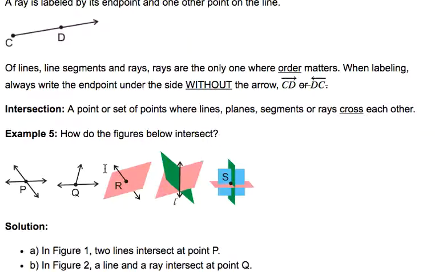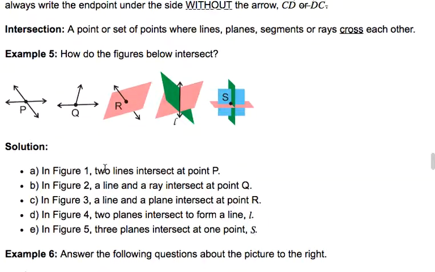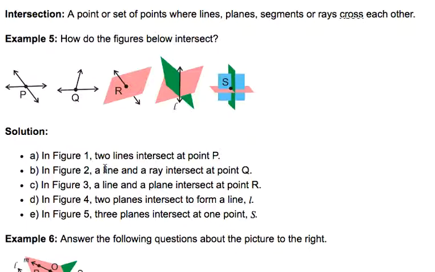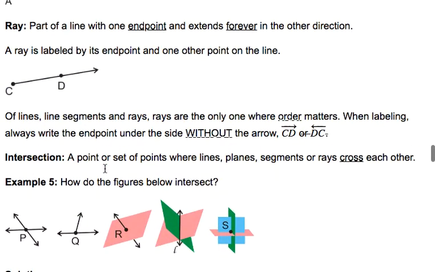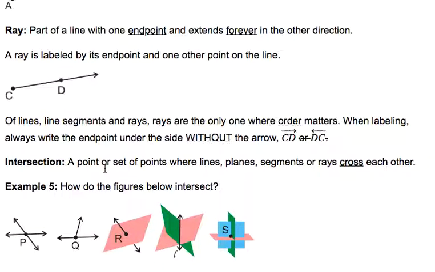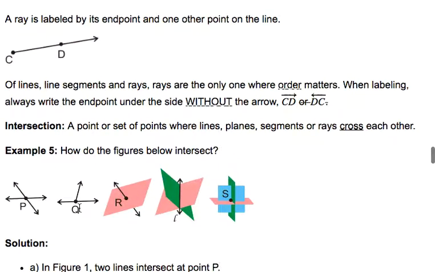An intersection is a point or a set of points where lines, planes, segments, or rays cross each other. So in example 5, how do the figures below intersect? I'm going to try and release these answers as we go through them. So in the first picture, we've got a line crossing another line, and there's an intersection where they cross, and it looks like a point is that spot where they cross, and it's called point P. We're giving it a different name every time.